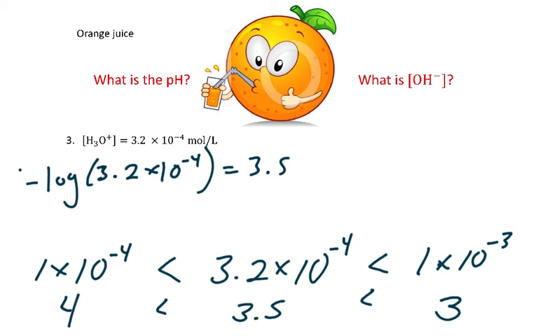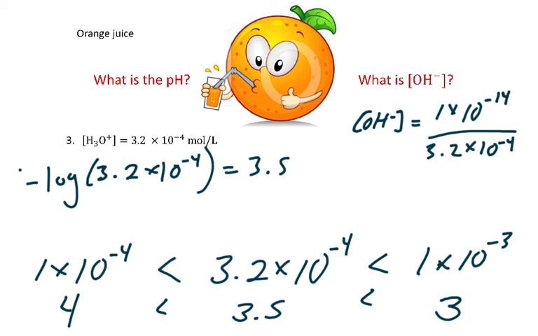And then again here, what is the OH minus? That's also not quite as simple to do in your head. We can't just add up the exponents this time because we have values in front. And so 1 times 10 to the negative 14 divided by the H3O plus concentration, which is 3.2 times 10 to the negative 4. And we get 3.1 times 10 to the negative 11.